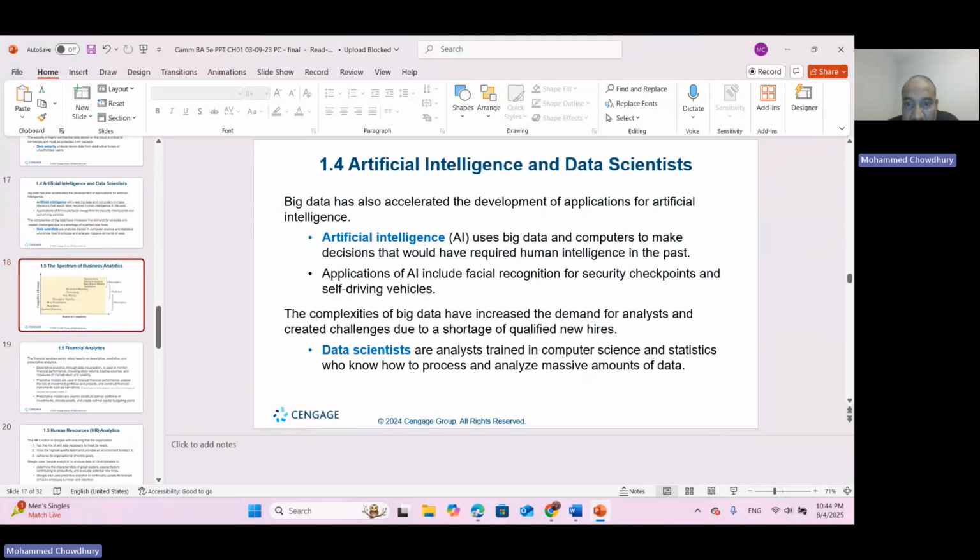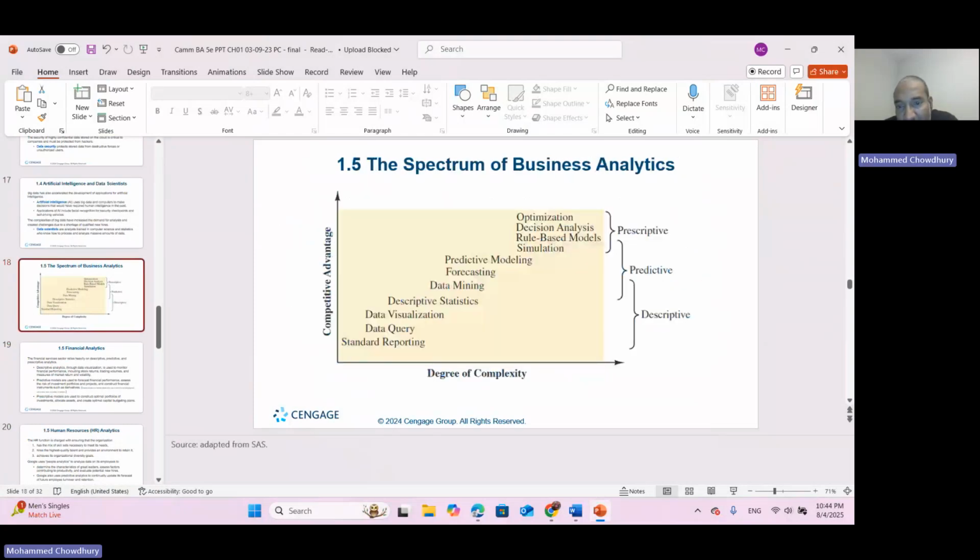After that, as was mentioned before, the spectrum of business analytics 1 and 2 covers standard reporting, data query, data visualization, descriptive statistics, and data mining. And then forecasting, predictive modeling, simulation, rule-based models or decisions, and optimization using linear programming are the materials for business analytics 2. It was mentioned before also, but now it is written in a little nicer format.